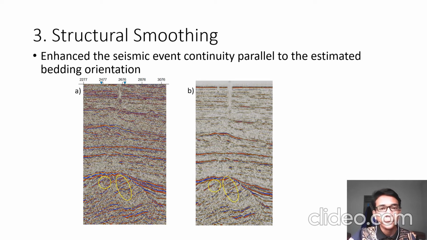The structural smoothing attribute enhances the seismic event continuity parallel to the estimated bedding orientation, and an option is available to enhance edges and faults during the smoothing operation. For example, figure A shows the original seismic data and figure B shows the seismic after generating a new structural smoothing seismic volume with good resolution and continuity of the seismic events. It helps to remove the background noise and enhance the appearance of seismic events. Thus, it helps the interpreter to clearly interpret the faults and also fractures contained in the seismic volume.